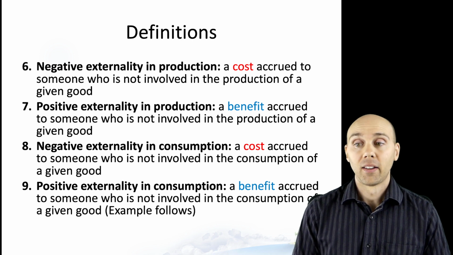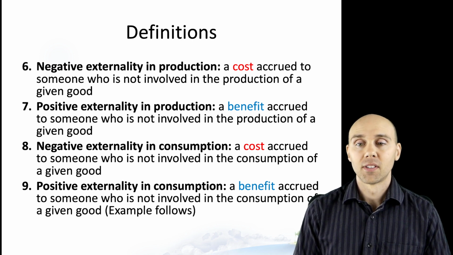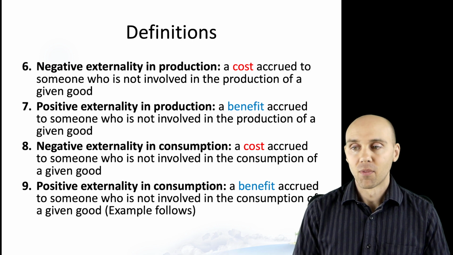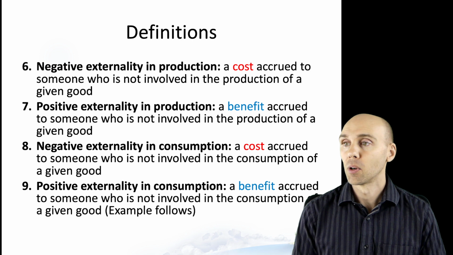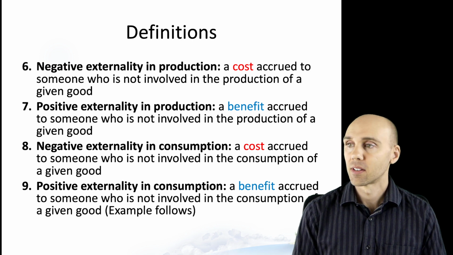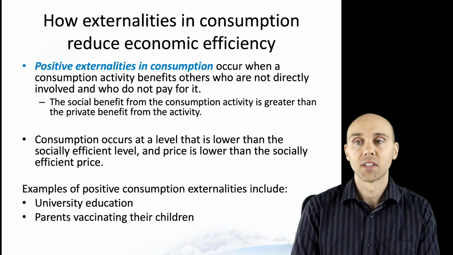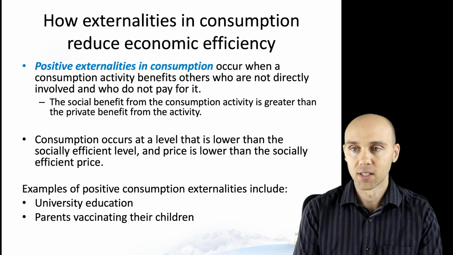Or a positive externality in consumption. Now these are quite common. So 7 and 9 here are quite common. This is a benefit accrued to someone who is not involved in the consumption of a given good. And we'll talk about some examples of this coming up. So we'll start with this example, point 9, positive externalities in consumption, because they're reasonably common.